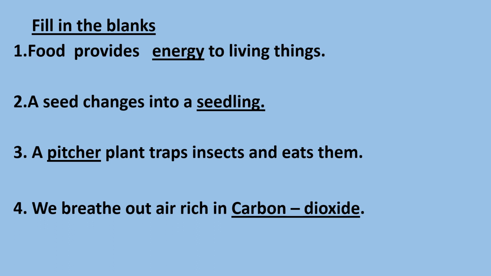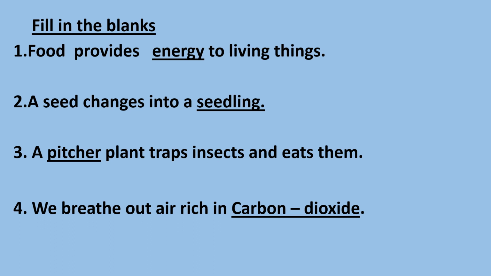Second is: a seed changes into a dash. The answer is, a seed changes into a seedling. Children, the very first stage of a plant is a seed. Then, with the process of germination, it first changes into a seedling and then into a growing plant. A seedling is the young sporophyte developing out of a plant embryo from a seed. Seedling development starts with the germination of the seed. Therefore, a seed changes into a seedling.